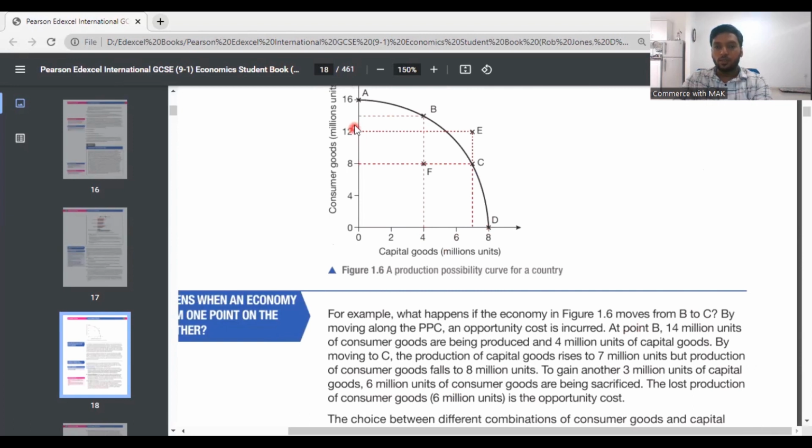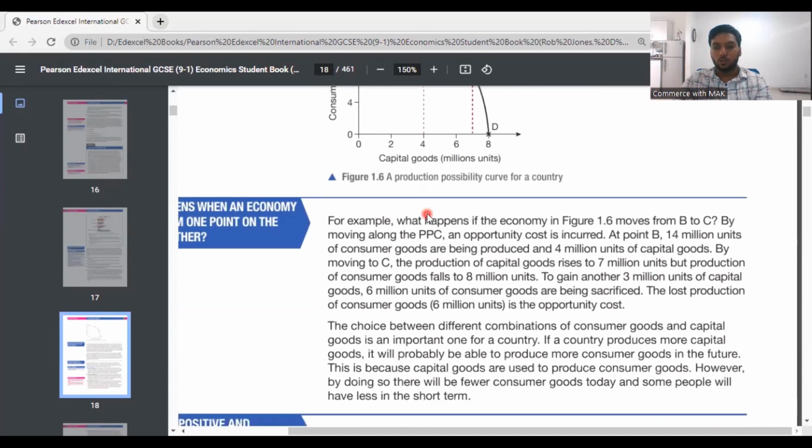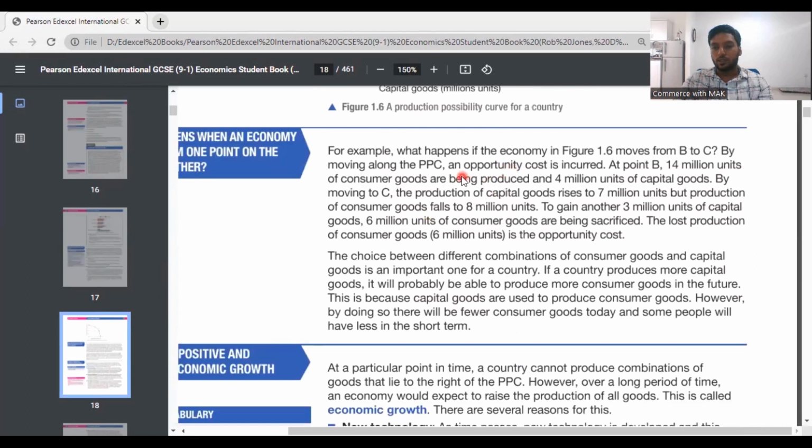Now, B to C means at this point they were producing 14 million. So from B to C they fall by 6 million and they will be gaining up to 7 million. It was 4 million earlier, now 7 million. So they are gaining 3 million, they are losing 6 million. That's what they are trying to show. So here is what they are going to say. By moving along the PPC, an opportunity cost is incurred. At point B, 14 million units of consumer goods are being produced and 4 million units of capital goods. By moving to C, the production of capital goods rises to 7 million units, but production of consumer goods falls to 8 million units. To gain another 3 million units of capital goods, 6 million units of consumer goods are being sacrificed. The lost production of consumer goods, 6 million, is the opportunity cost.